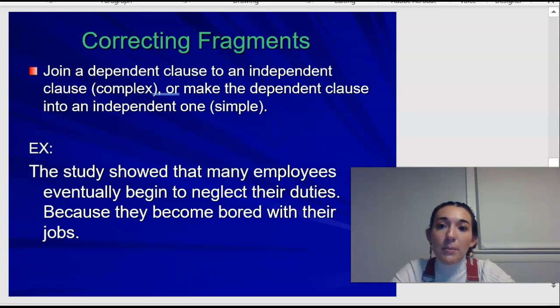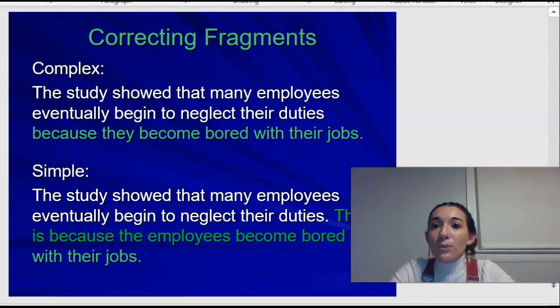So the study showed that many employees eventually began to neglect their duties, period, because they became bored with their jobs, period. If we were going to correct these two fragments, we would want to do one of the two options. We can make it into a complex sentence. The study showed that many employees eventually began to neglect their duties because they became bored with their jobs. Or we can make it into two simple sentences. The study showed that many employees eventually began to neglect their duties, period. This is because the employees became bored with their jobs.